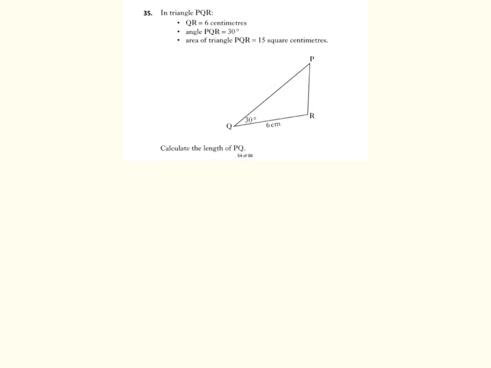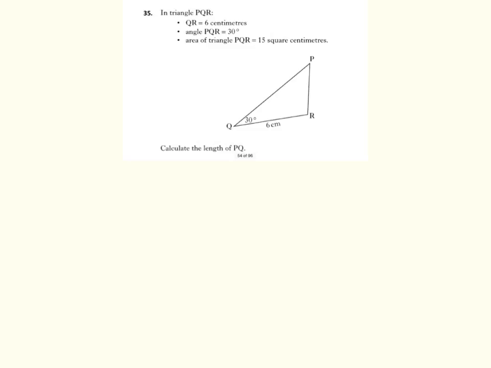Okay, here we've got a more complex area of a triangle formula question. This is just taken from a previous past paper. So in the triangle PQR, we are told that QR is 6 centimetres. We are told that angle PQR is 30 degrees, and that the area of the triangle PQR is 15 square centimetres. Calculate the length of PQ.